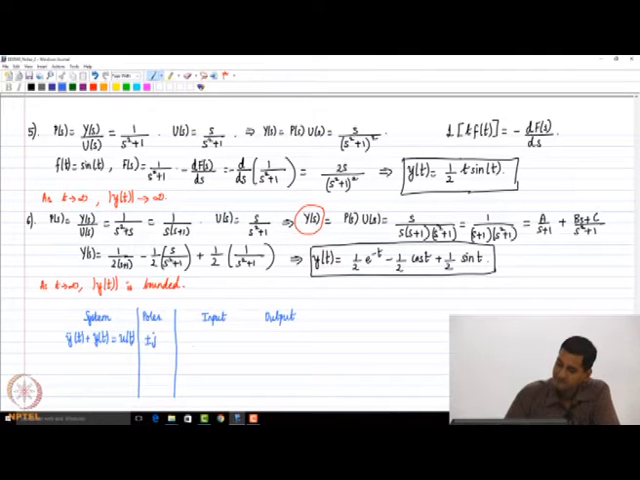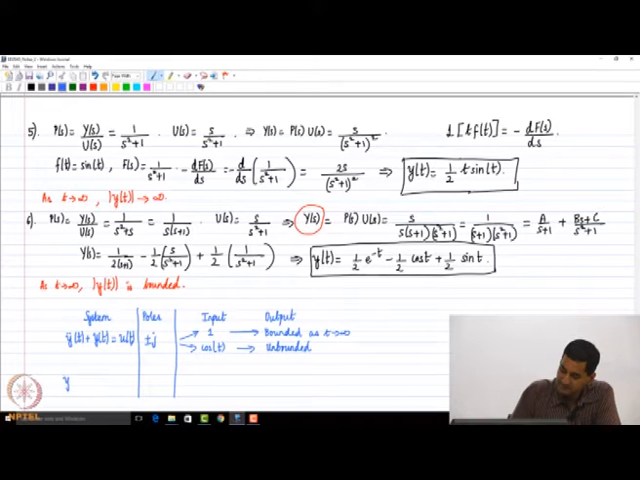For this system we considered two cases, right? So when the input was essentially 1, what was the output? Output was bounded, right, as t tends to infinity. Now for the same system, when the input was cos t, the output was unbounded, right?